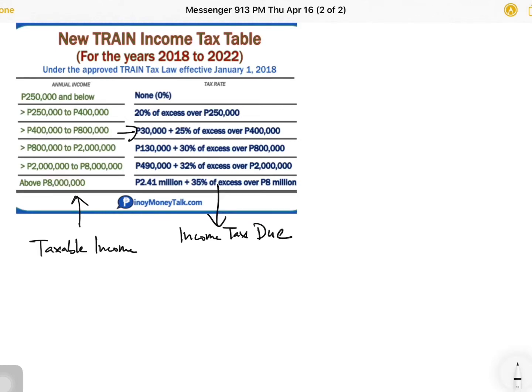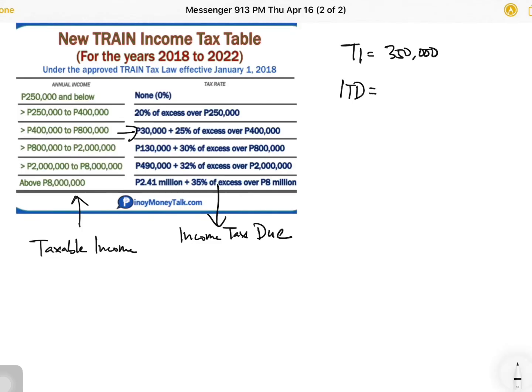And that's it. But you have to remember here that the amount that you will plug in as taxable income should be annual. It should be yearly data. So let's say you are given a taxable income of 350,000. How do we now compute the income tax due?